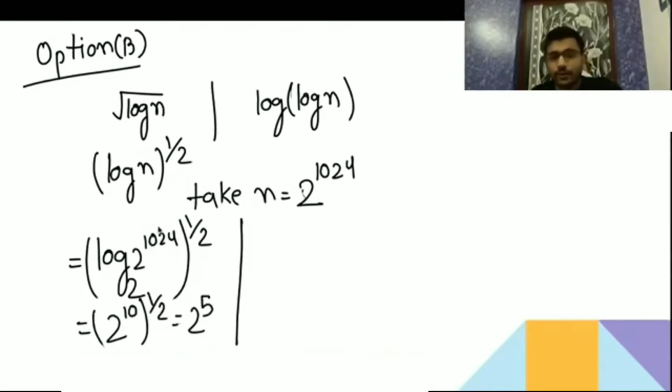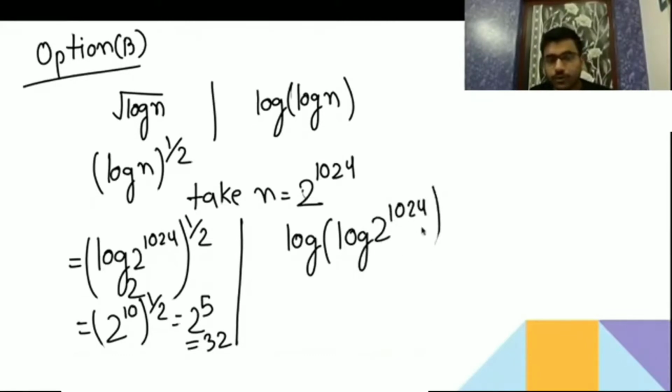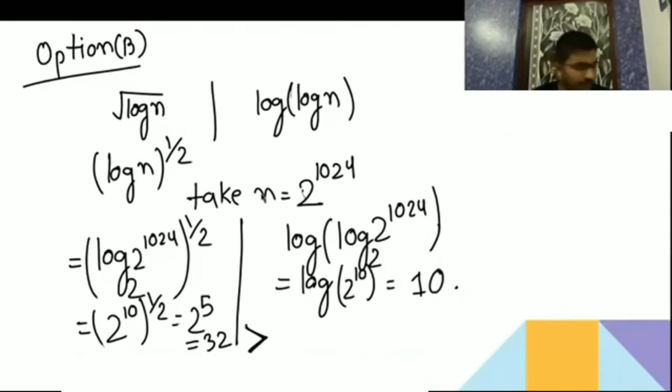Now see here, you are going to get 32. Now here log, then again log of 2 to the power 1024. Log of 2 to the power 1024 gives 1024 in the exponent, which is 2 to the power 10, so log again, you are going to get 10. So 32 is greater than 10, but in the option they are saying this is greater. So it is false.